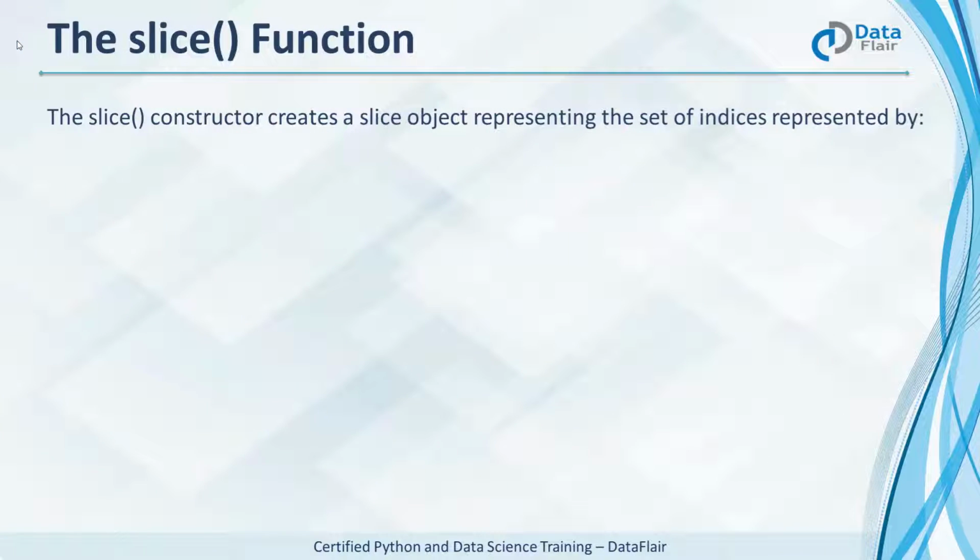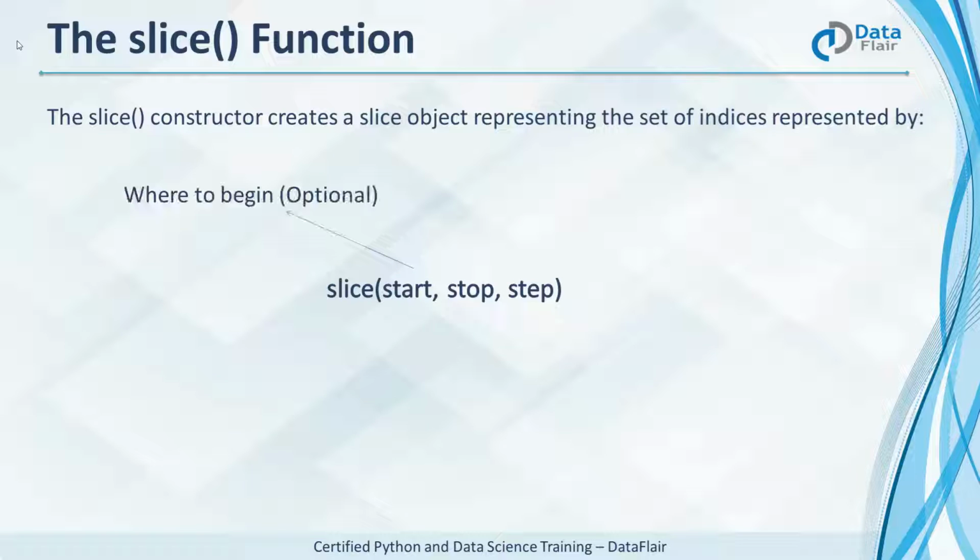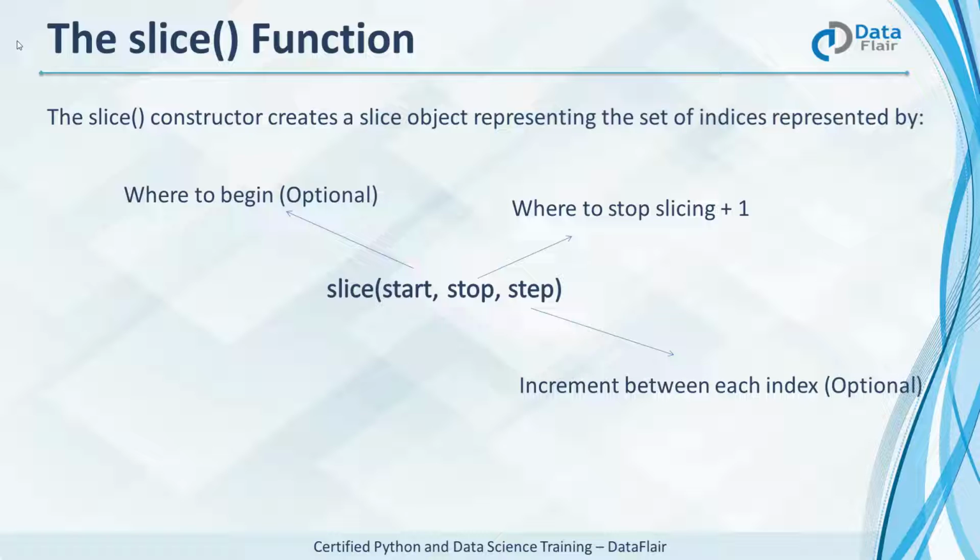Let's discuss the slice function. This is a constructor that creates a slice object with a set of indices. Where to start is optional, but you must declare where to stop. How much to increment between each index is optional too.